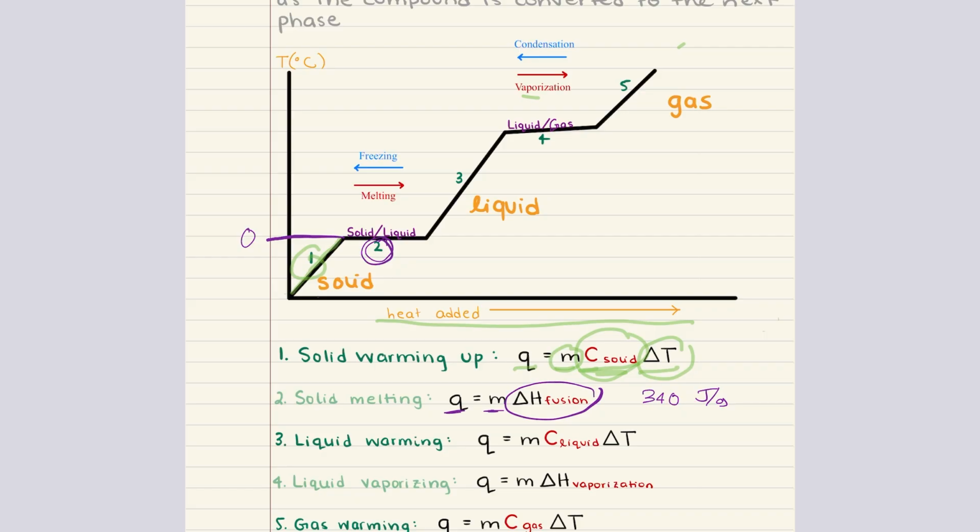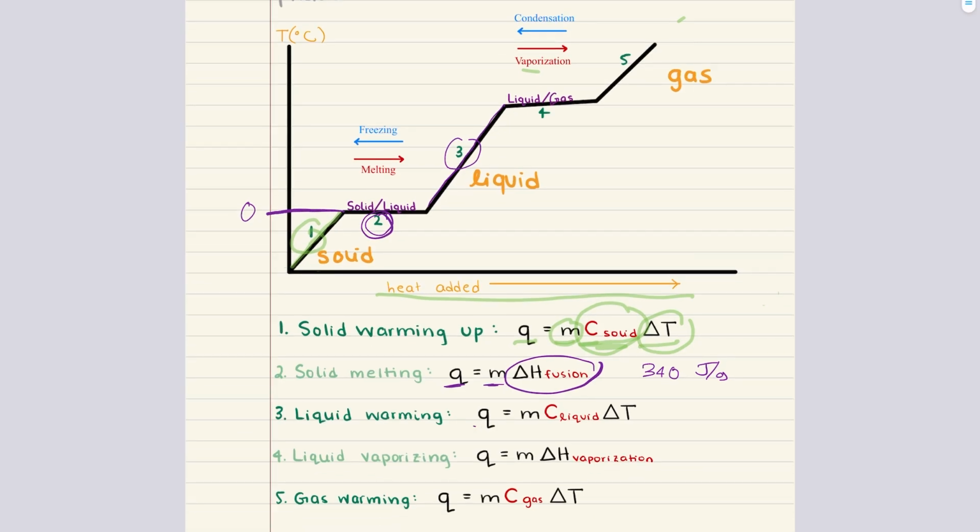Segment 3 begins once all of the solid has melted. So based off of our current example, the ice would be liquid water in this segment. Additional heat here, once again, increases the kinetic energy of the particles, and that raises the temperature, hence why it's a sloped segment. The equation used to calculate heat for segment 3 is Q = m c_liquid ΔT. It follows the same form as segment 1, but now we use the specific heat capacity of the liquid.